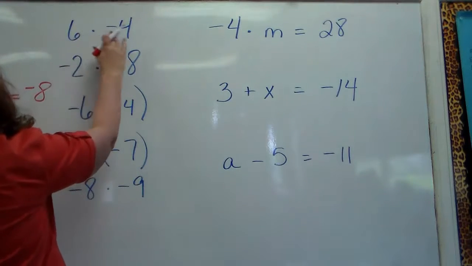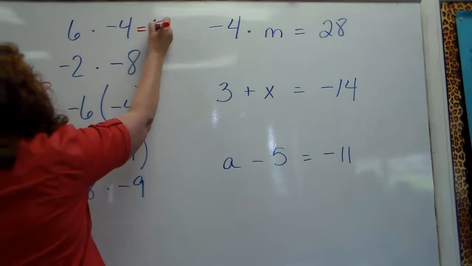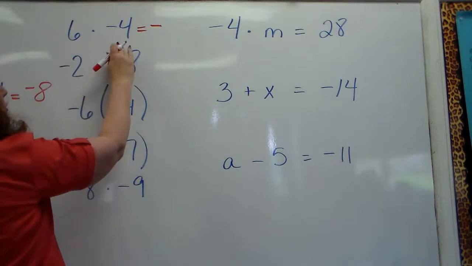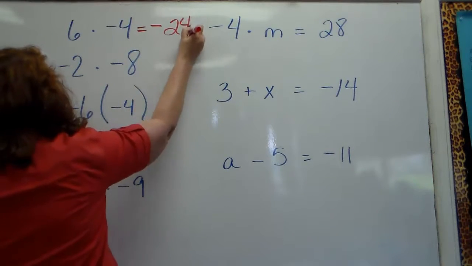So here we have a positive times a negative, and that's going to give us a negative answer. Now we can go back and do the multiplication. So this we have to do in two steps.